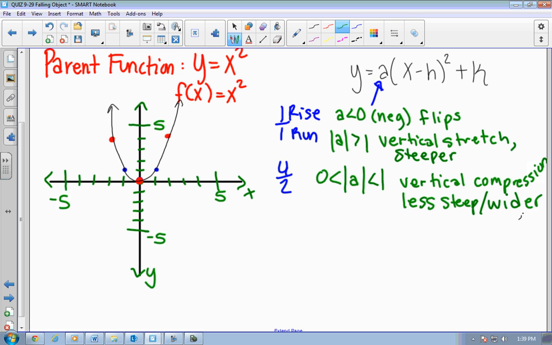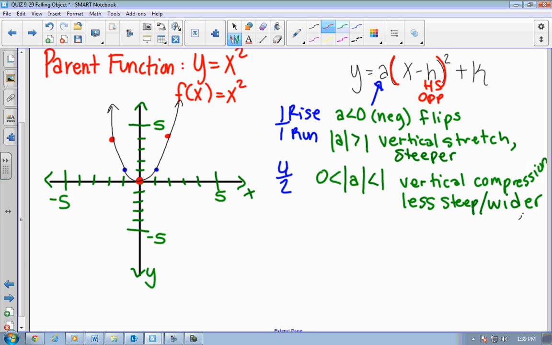Now inside the function, and when I mean inside the function, I mean right by the x, inside the parentheses. Inside the function we have this guy, negative h. Who remembers, raise a hand, what that does to the graph? Tatiana? Horizontal shift, and in our head we say a word. Horizontal shift, you remember that word? Opposite. Who said that? Was that you, Brandon? Yeah. Good job. Horizontal shift, opposite, because it's a little confusing.